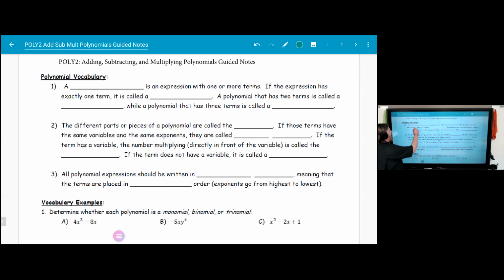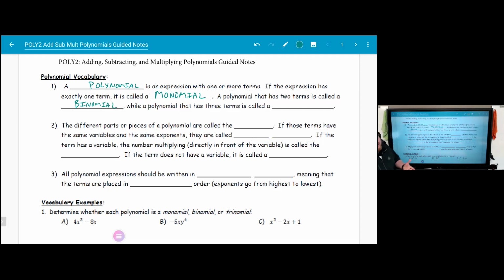So a polynomial is an expression with one or more terms. Poly meaning many, nomial meaning terms, many terms. If the expression has exactly one term, we call this a monomial. It's mono, single, monomial. If it's got two terms, we use the prefix of bi, binomial, meaning two, binomial.